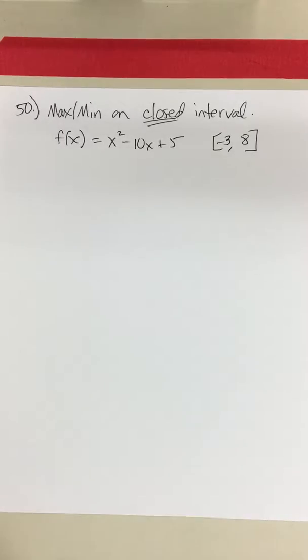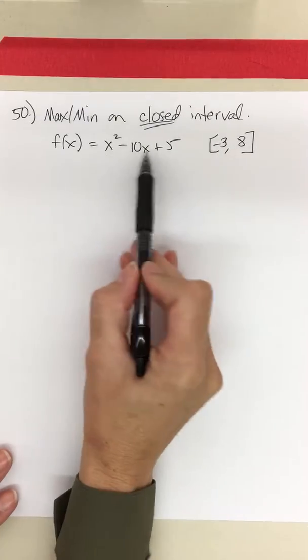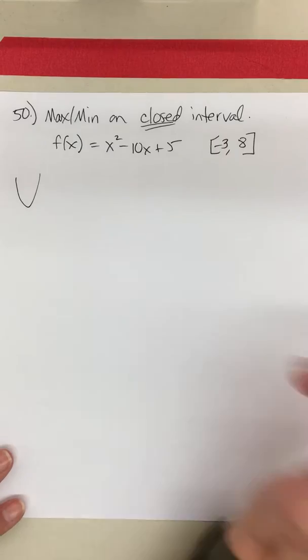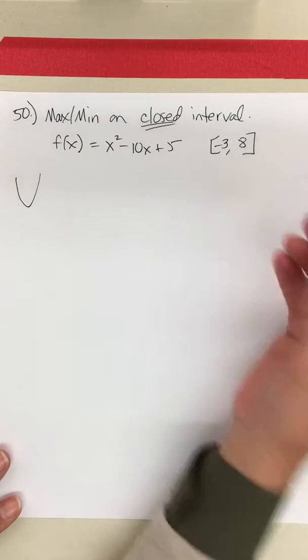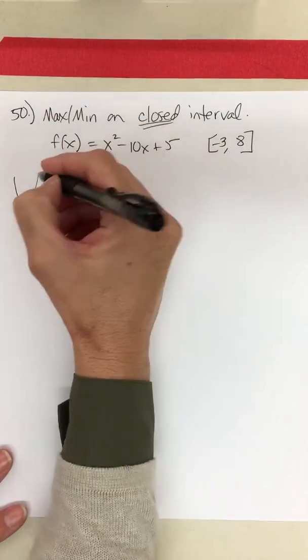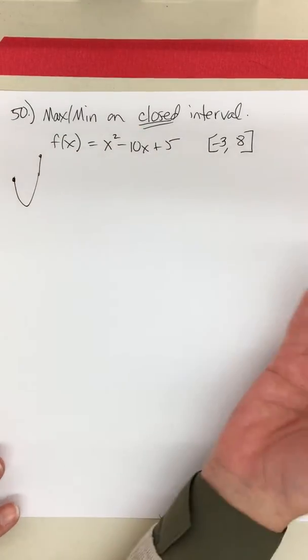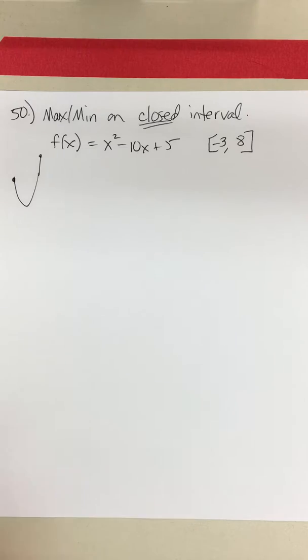Number 50. Find the global extrema of the function on the interval from -3 to 8. Global extrema is fancy talk for absolute max and min. Well, first of all, if you use your common sense, this is a parabola, so it looks like this. If I chop off this parabola at -3 and 8, depending on where that is, the -3 could be here, the 8 could be here. I have no idea where they are, but the extreme max and extreme min.